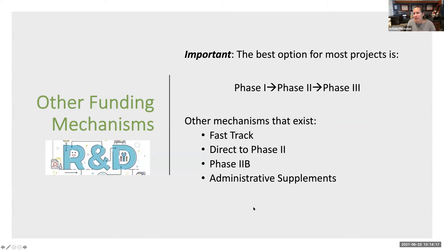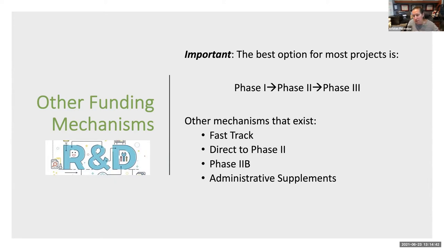All right, again, the best option is to go phase 1, phase 2, phase 3. There are other options that exist that people are often very tempted by. For example, the fast track, in which you're proposing a phase 1 and a phase 2 all together. The direct to phase 2, which is when you skip phase 1. And then phase 2B and administrative supplements, those are additional funding after you get your phase 1.